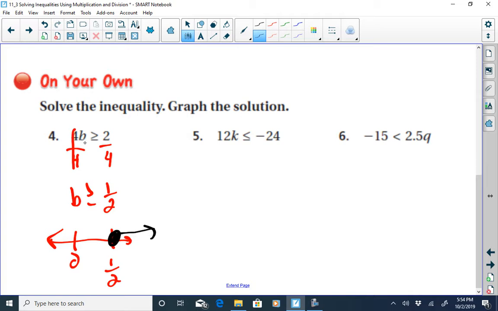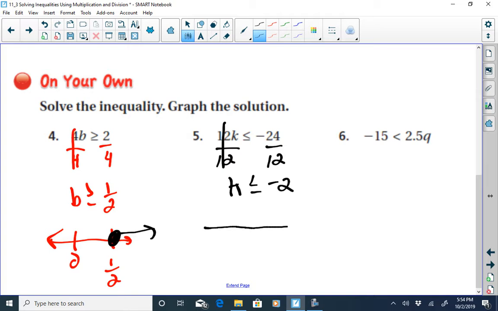So if I replace b with 1, 4 times 1, is 4 times 1 greater than or equal to 2? Yes, it is. All right. Next one, we see multiplication. We use the inverse operation. We divide. We wind up with k is less than or equal to... Looks like that's going to be negative 2 when we divide negative 24 by 12.